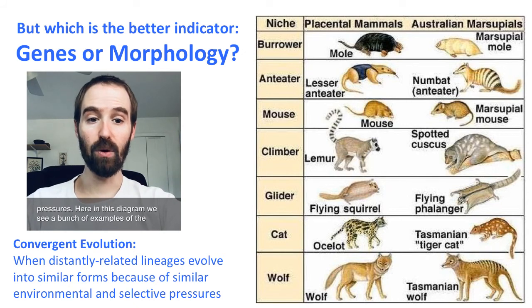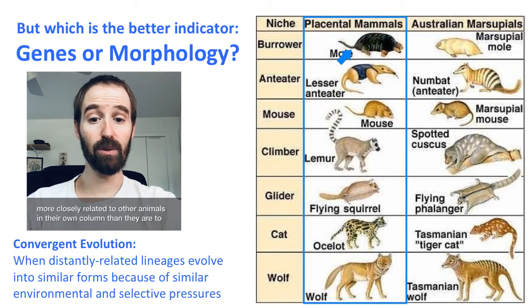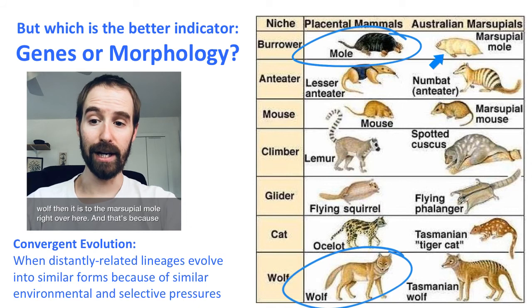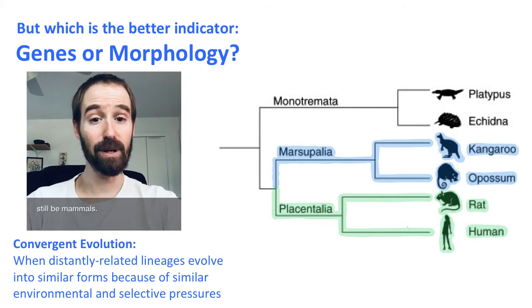Here in this diagram, we see a bunch of examples of the convergent evolution between marsupials and placental mammals. Even though the animals in each row look similar, all these animals are more closely related to other animals in their own column than they are to the animals in their own row. This mole is more closely related to this wolf than it is to the marsupial mole right over here. And that's because marsupial mammals and placental mammals are two totally separate groups of mammals, about as different as you can possibly be and still be mammals.